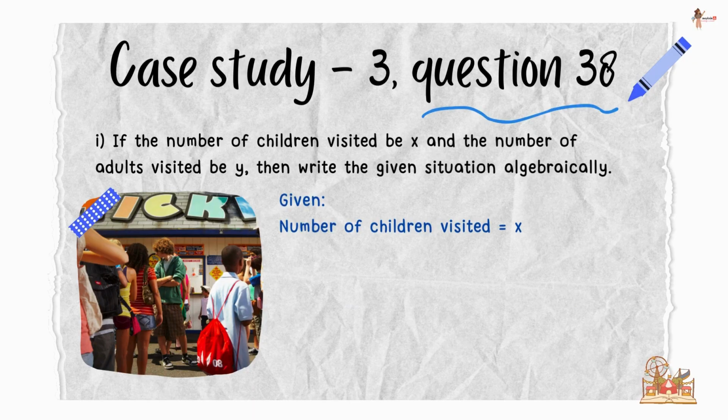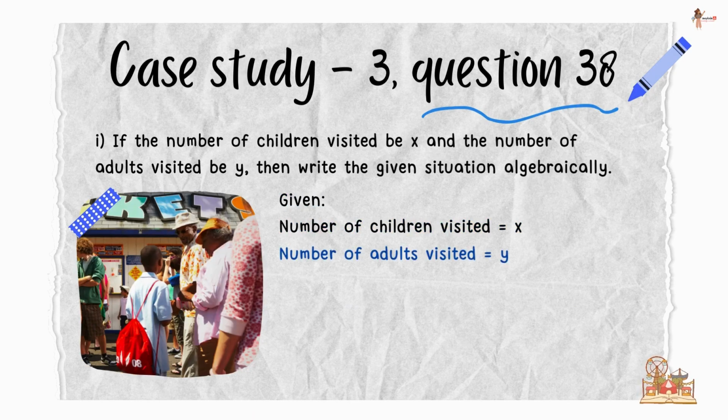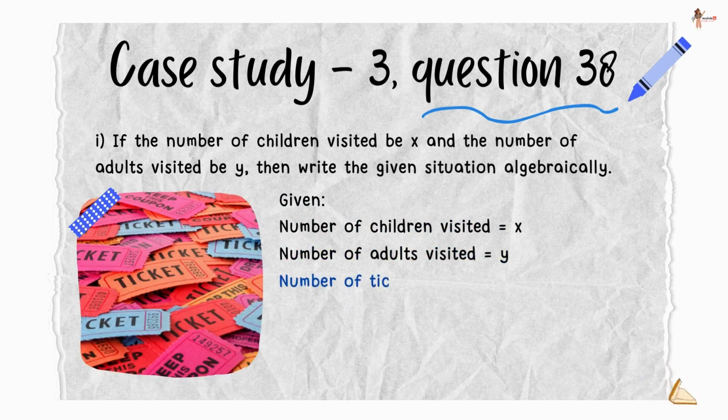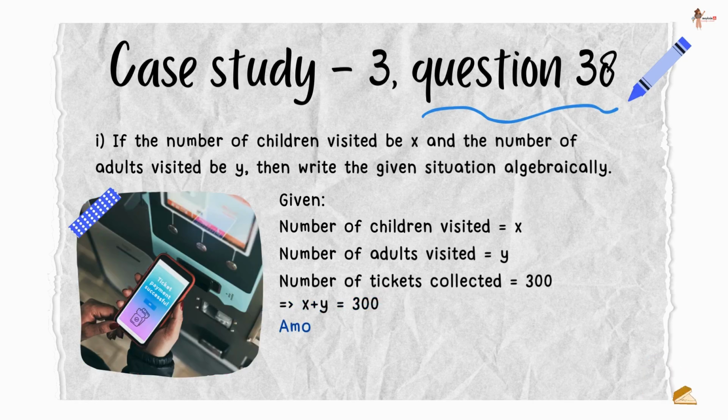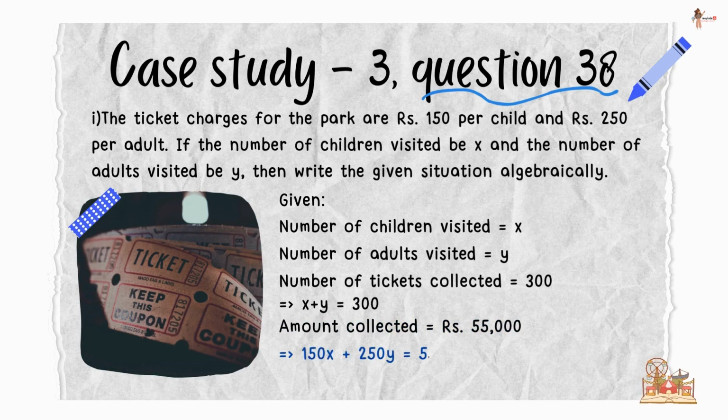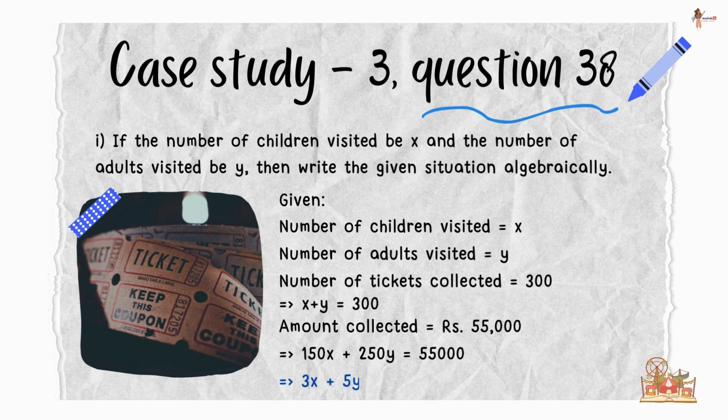We are given that the number of children visited is x and the number of adults visited is y. Number of tickets collected is 300. That means the sum of x and y is 300. The amount collected is Rs 55,000. That means 150 times x plus 250 times y is equal to 55,000. Reducing it by dividing it with 50, we get 3x plus 5y is 1100. Now let's see the next part.